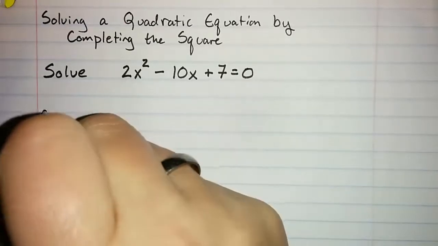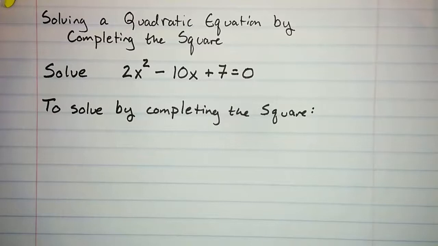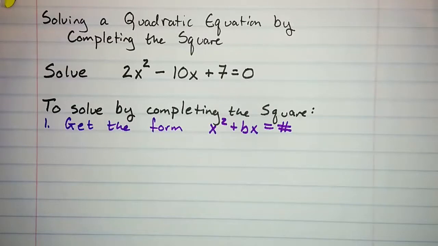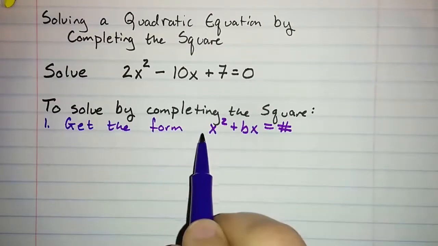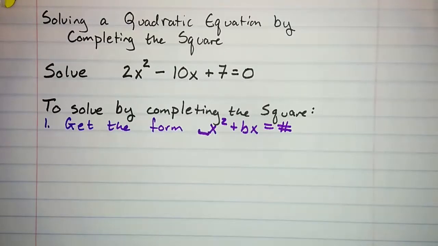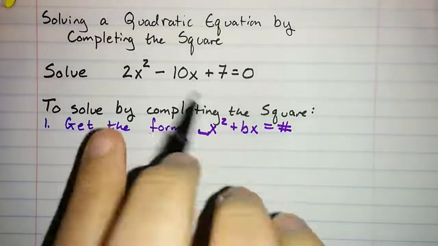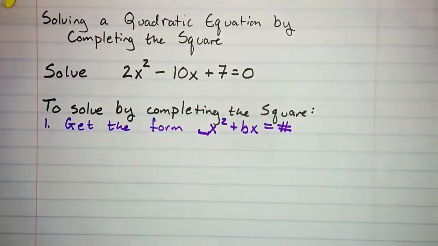Let's see how. Our first move is to get our equation into this form: x squared plus a constant times x equals a number. Notice the x squared has no coefficient. We're going to need to get rid of the coefficients in this step. So how are we going to do that here?